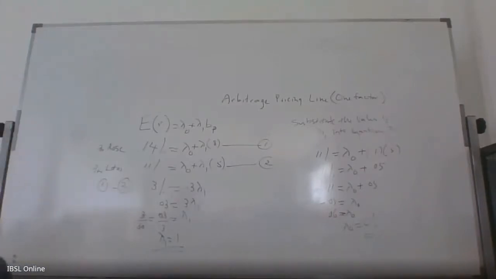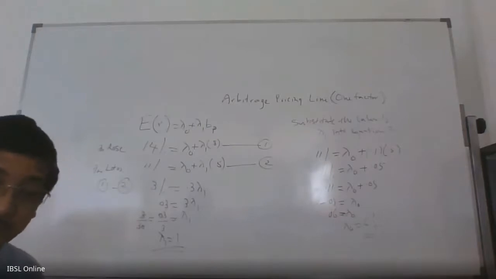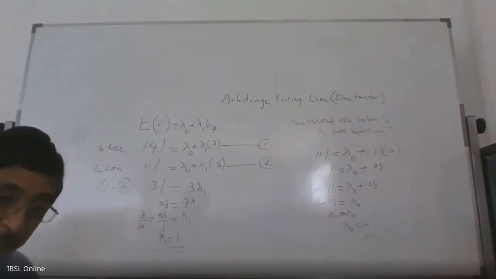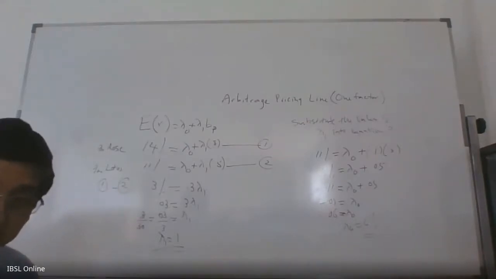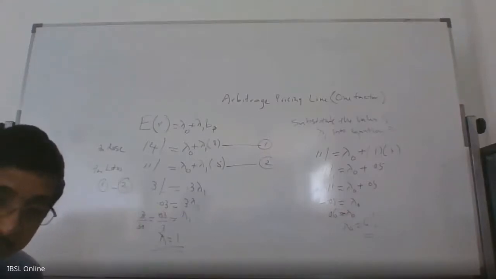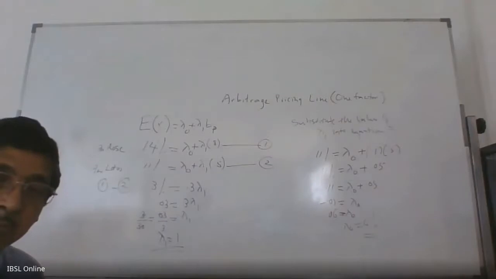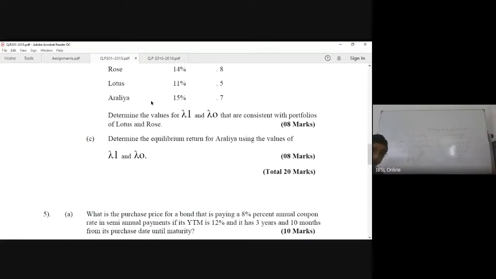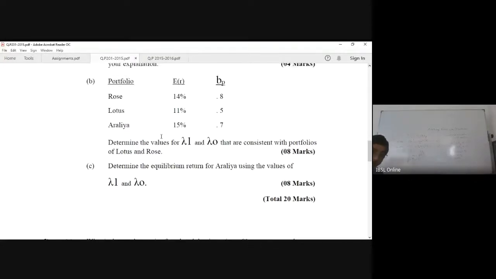Right. Now, the last part of the question is to find out the equilibrium return for Lotus. Sorry, not Lotus, the other one. What is that? Aralia. So Aralia's equilibrium return we need to find. We know Aralia's BP. So just look at it. Now determine the equilibrium return for Aralia using the values of lambda 1 and lambda 0. The 15% is not the equilibrium return, that is the expected return. But BP is given, that is 0.7. So we know lambda 1 and lambda 0.